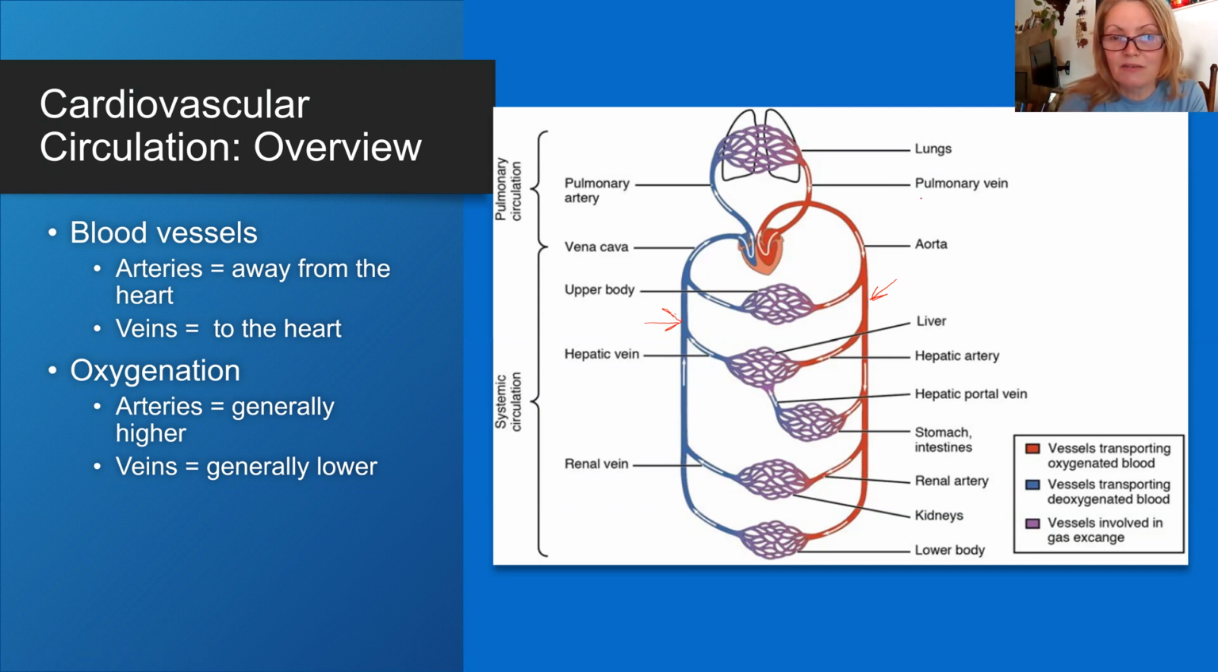You can see here the pulmonary vein, for example, colored red, and the pulmonary artery colored blue. That's because the pulmonary artery carries carbon dioxide rich blood away from the heart. Arteries always away, and veins carry oxygen rich blood back to the heart. That's why it says oxygenation is generally higher in arteries and generally low in veins, but we cannot apply the same to pulmonary circulation. This is true in systemic circulation only.